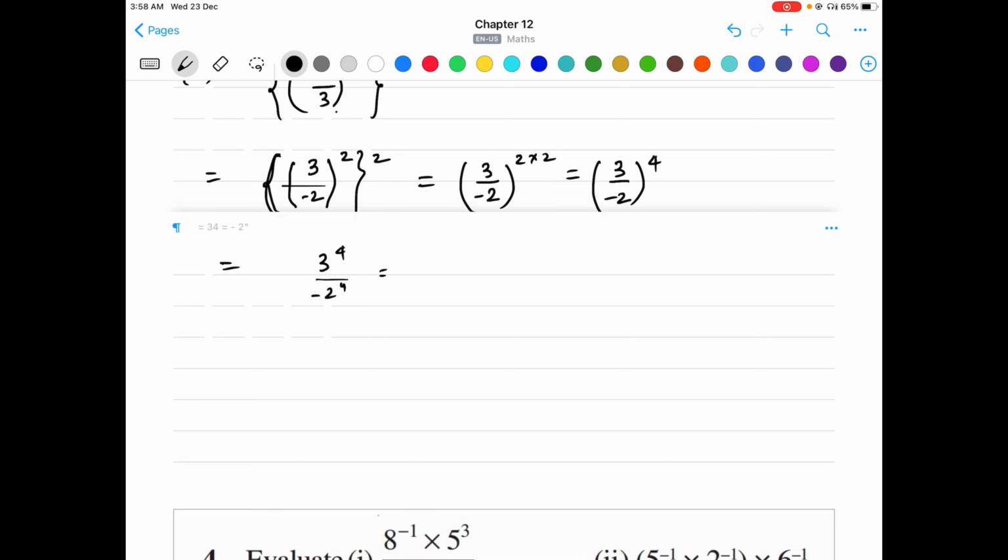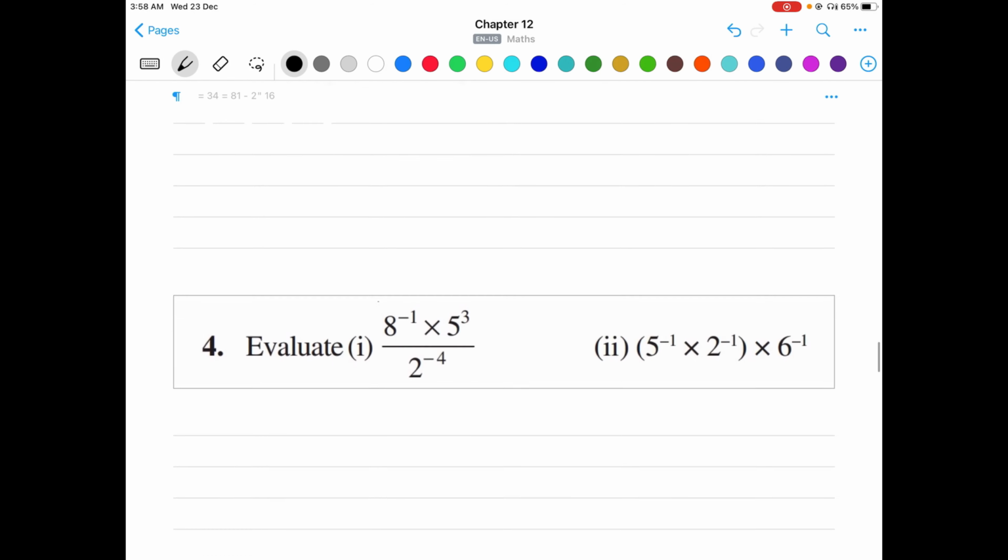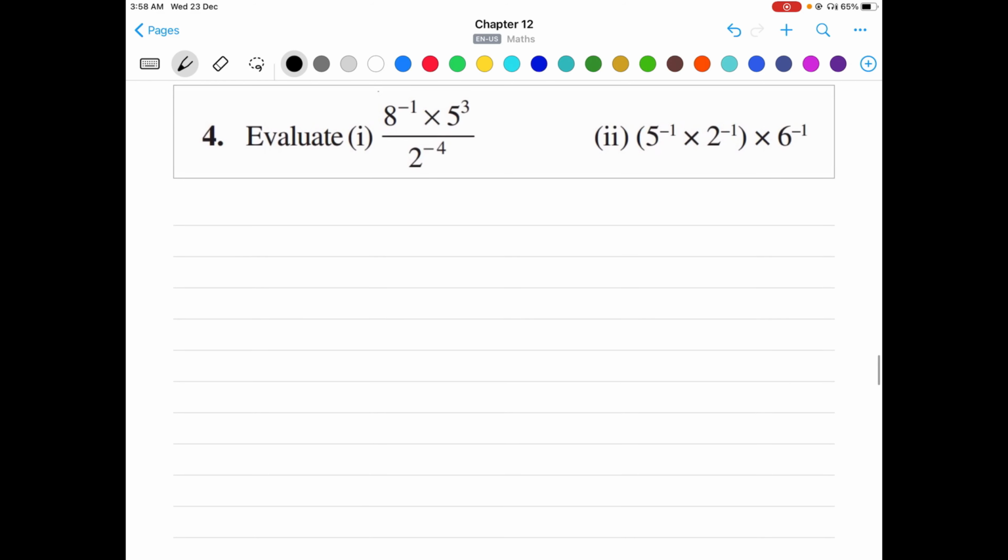So 3 into 3 is 9, 9 into 3 is 27, and 27 into 3 is 81. In a similar way, minus 2 into minus 2 will be 4, 4 into minus 2 will be minus 8, and into minus 2 will be plus 16. As the power is 4, which is an even number, the minus will be eliminated. 2 into 2 into 2 into 2 is 16, so the answer is 81 by 16. That's the answer for question number 3 of exercise 12.1.